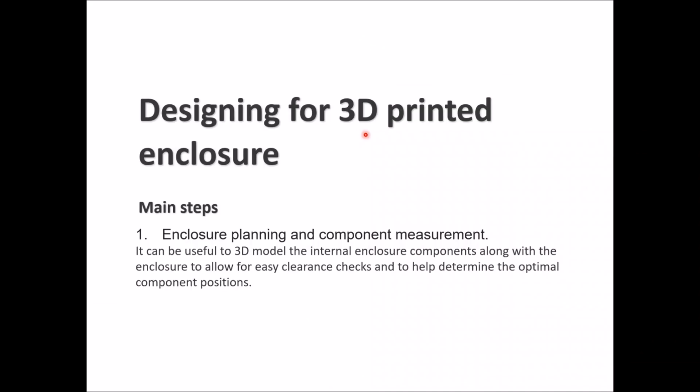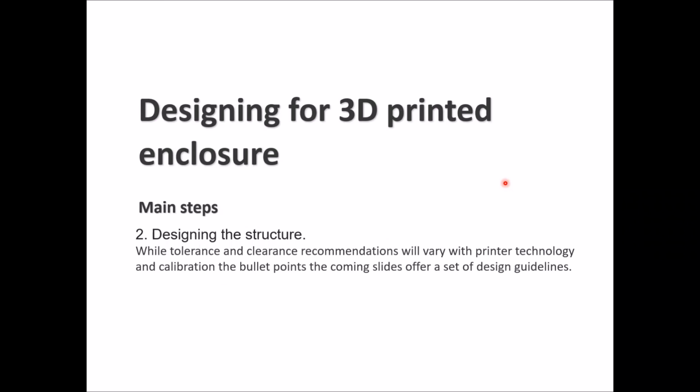Let's go back to our slides. So you need to have enclosure planning. You need to look into the internal and external dimensions for your enclosure and for your internal parts. If you already have a design for your internal parts, then you can assemble them in your CAD design. If not, then just make a rough estimation and rough measurements for your internal parts and all the related design decisions that follow. Then you design your structure.